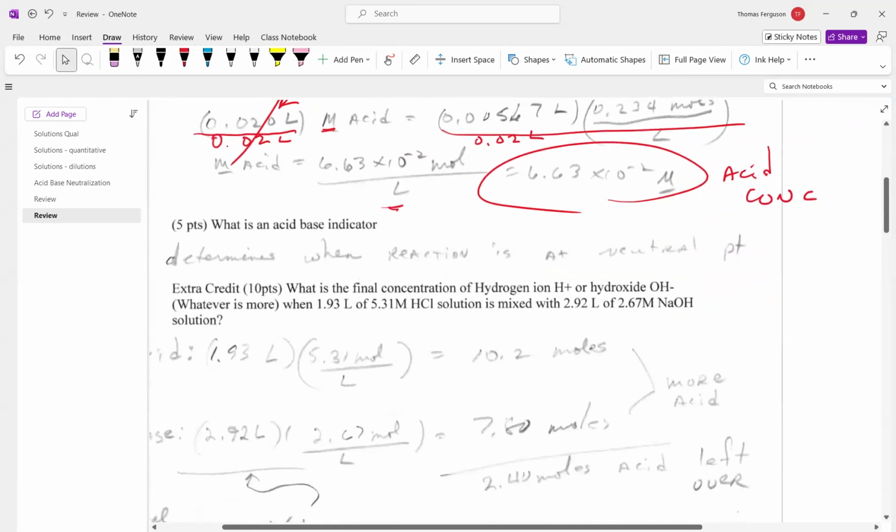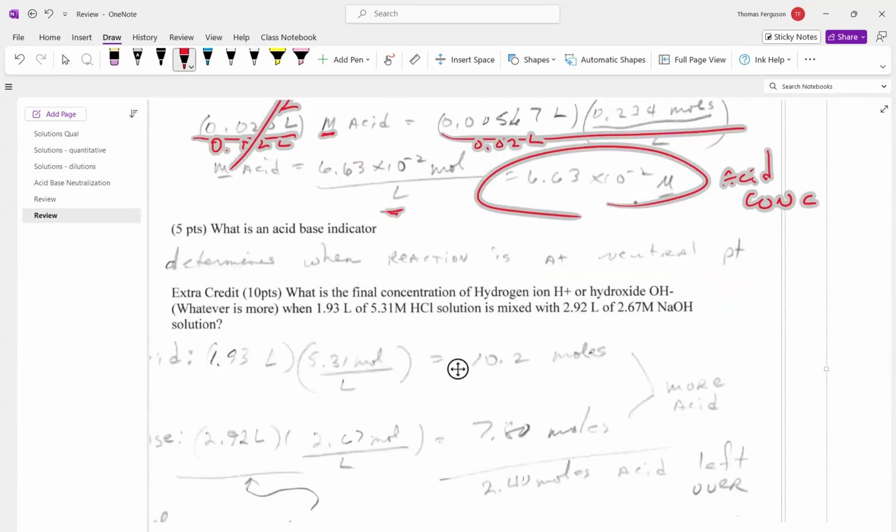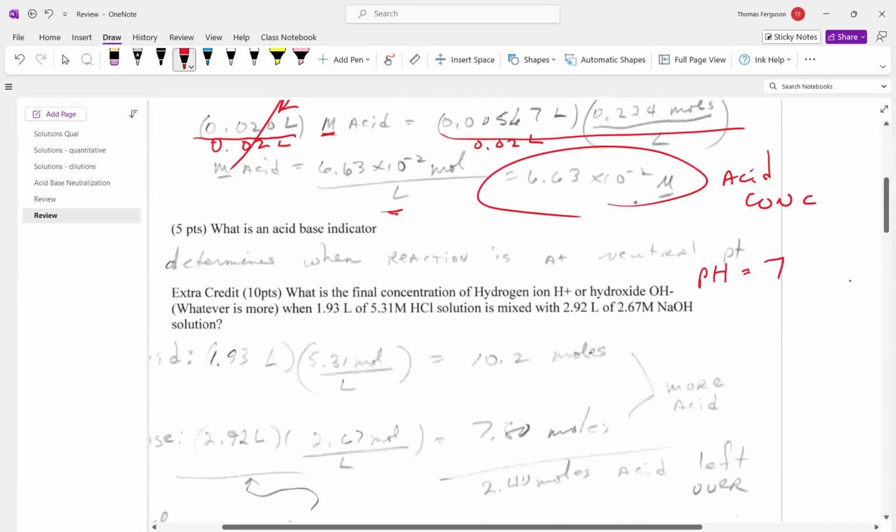All right, what's an acid-base indicator? It determines when the reaction is at the neutral point, which is pH 7. And that's also called the endpoint. That's when we get our pink color. Equivalence point is the official moles equals moles, acid base. And the indicator indicates when that equivalence point is met.